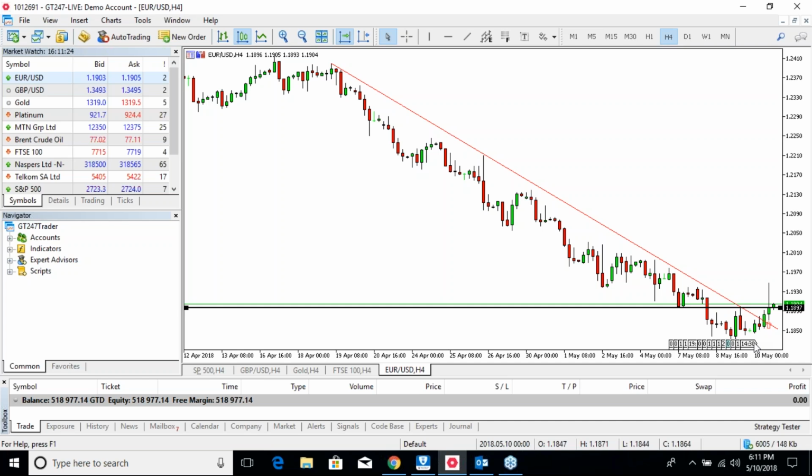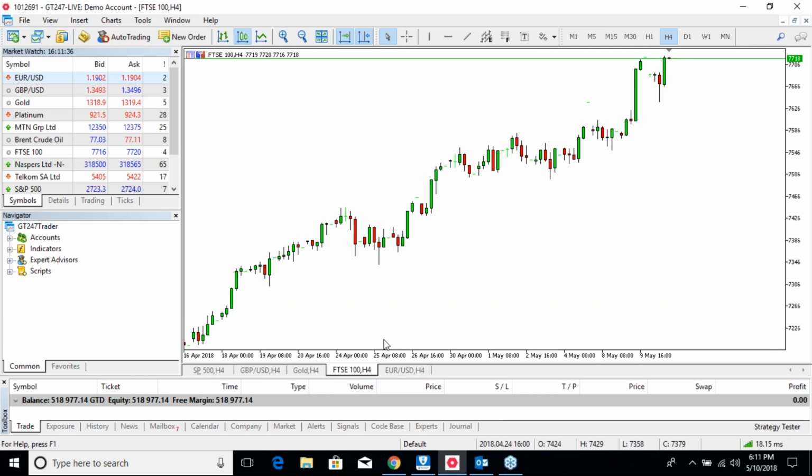So we're not going against the trend. We're saying Euro USD is long. And then we're going to go through the rest of the five so that at least we know what pattern we're going for.